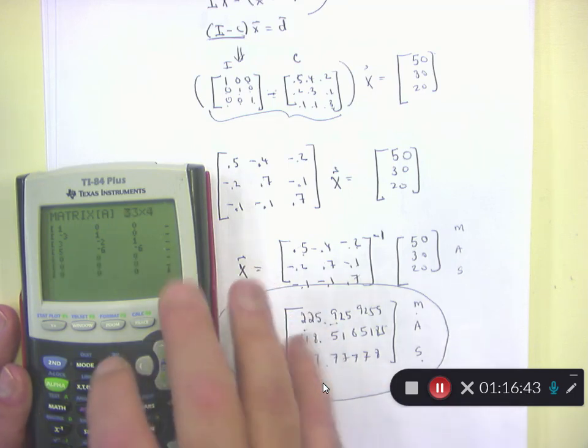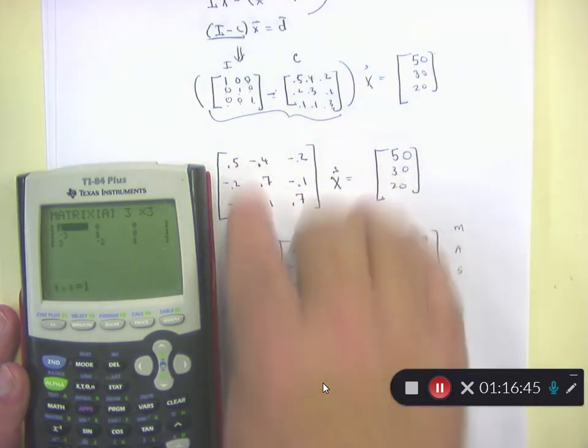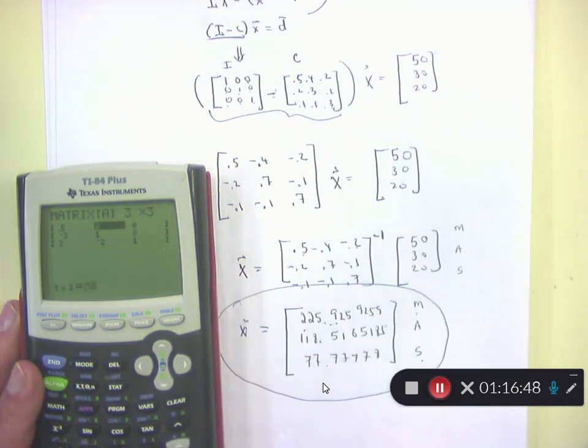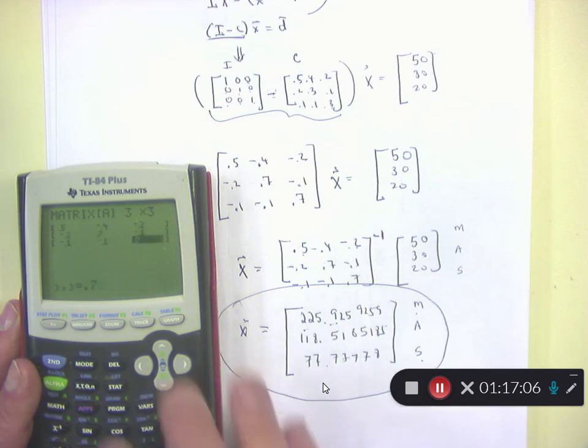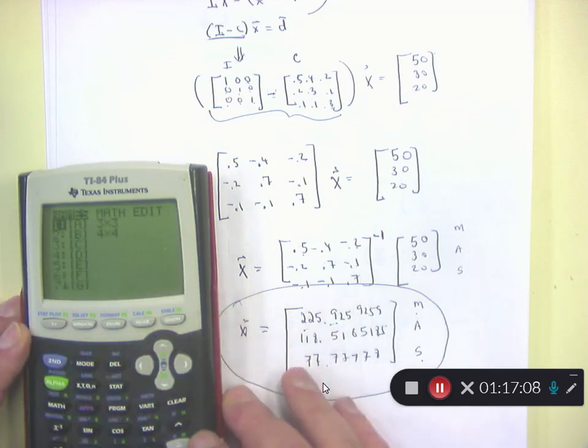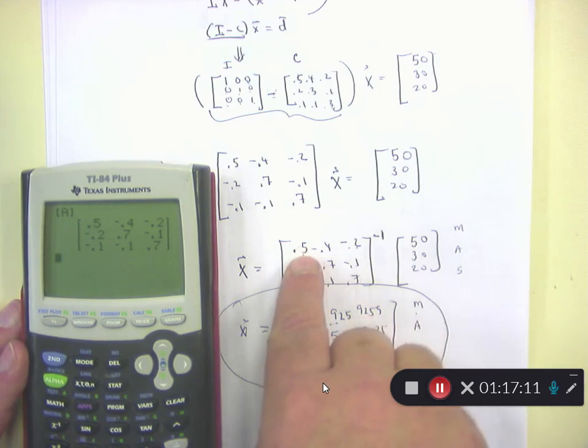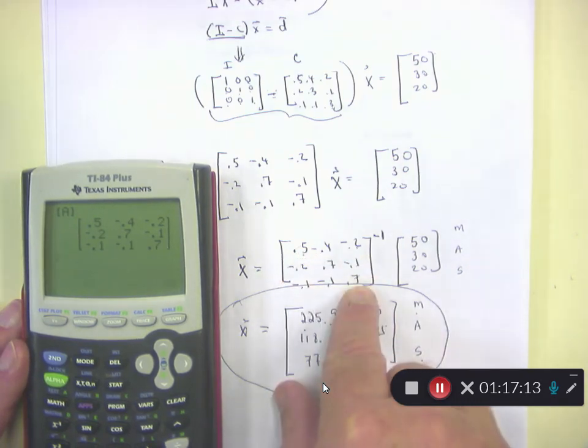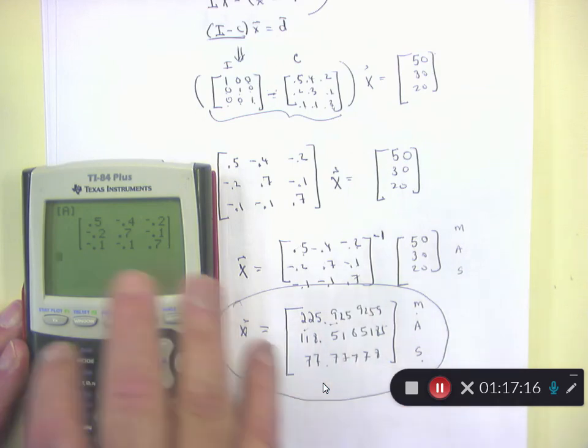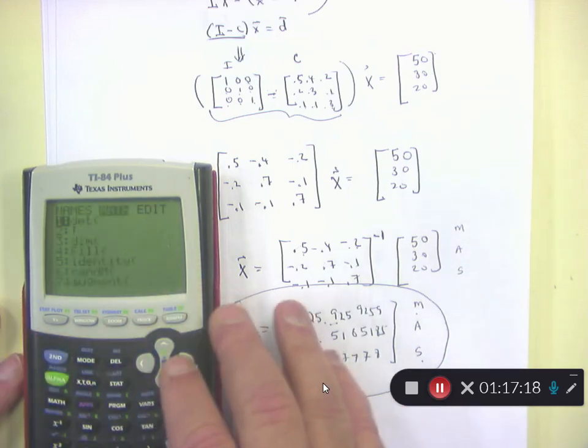I just typed this in. 0.5, negative 0.4, negative 0.2, negative 0.2, positive 0.7, negative 0.1, negative 0.1, negative 0.1, 0.7. Right? Yep. That was matrix A. And I just make sure I got the right numbers here. I do. All right. And then under B, I need to put that vector in there.